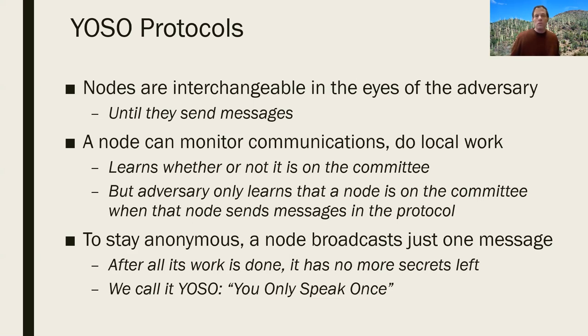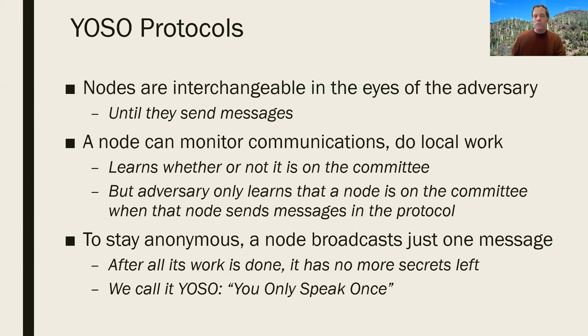What a node can do is monitor the communication. Everybody has access to the broadcast channel and you can just look at what's happening there. And you can do local work. And as part of it, you will learn whether or not you're on the committee. And if you are on the committee, then there are some tasks that you need to do. But the adversary doesn't know that you're in the committee. What the adversary knows is when you speak. This is when it learns that you had something to say.